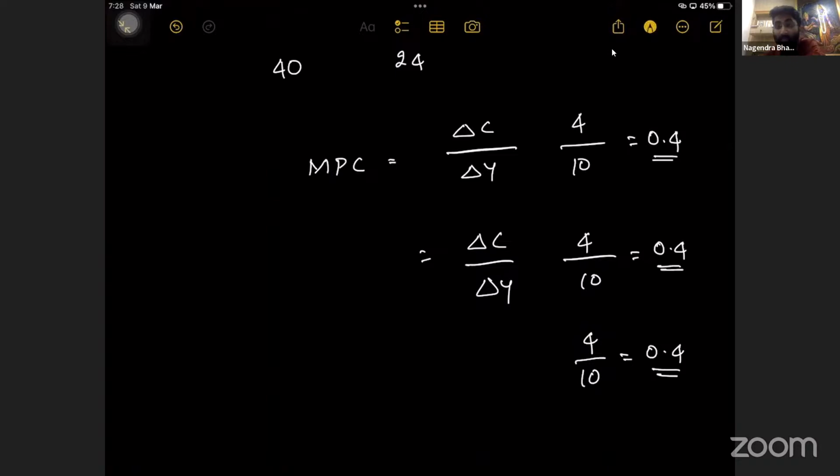Remember, marginal propensity to consume is the behavior of the consumer. He will not spend everything that he receives. All his income he will not spend. Remember, complete income he will not spend. So that marginal propensity to consume is 0.4. It will always remain constant.